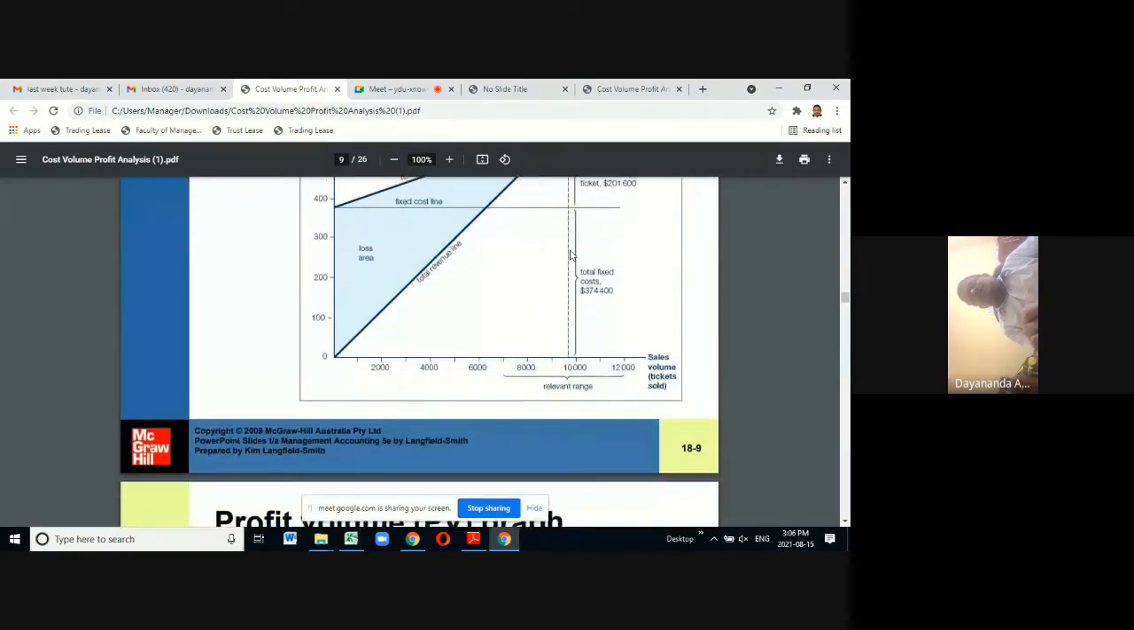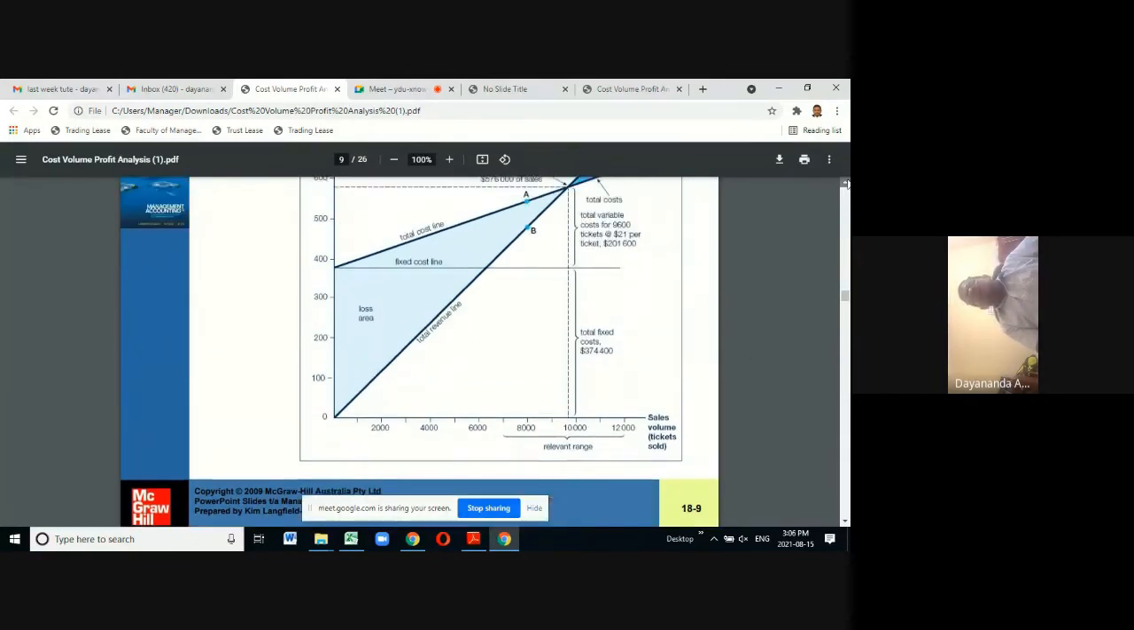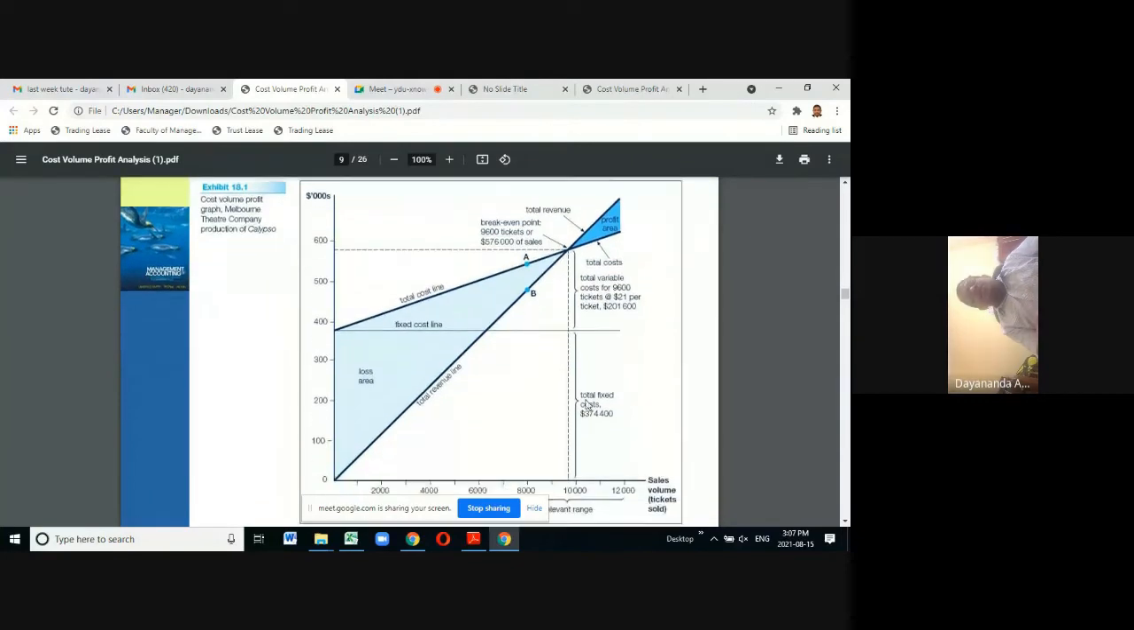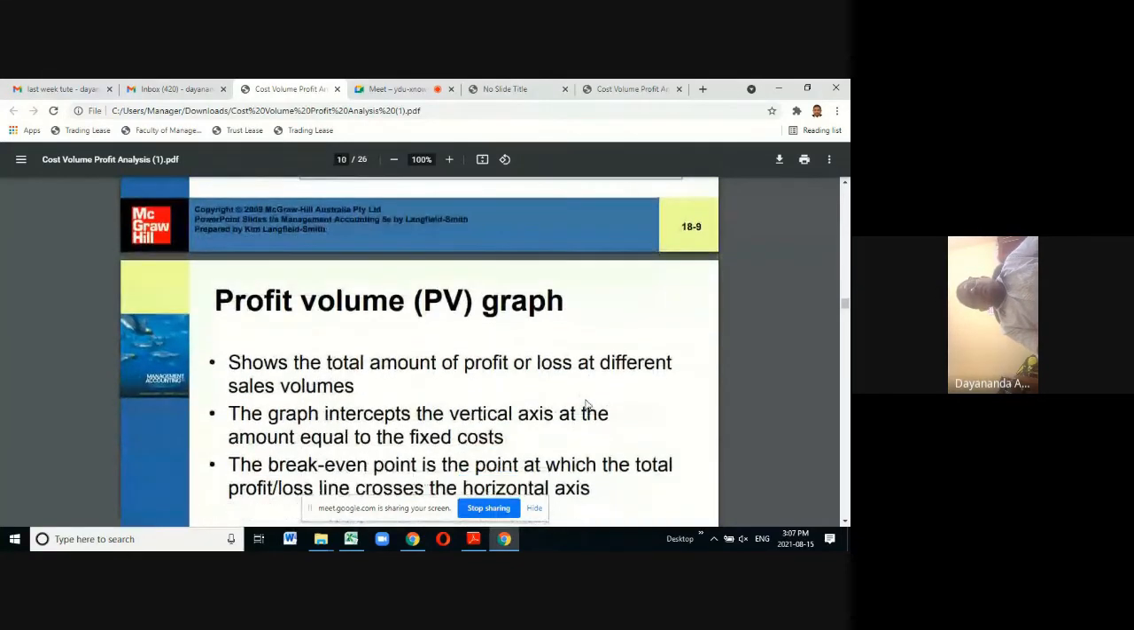So on this axis, of course, you take the sales volume, in number of tickets: 2,000 tickets, 4,000 tickets, 6,000 tickets, 8,000 tickets, 10,000 tickets, 12,000 tickets. And on the other axis you take the income or cost. Here this axis represents revenue and cost. Right, that's called the graphical method of break even, the cost volume profit graph.